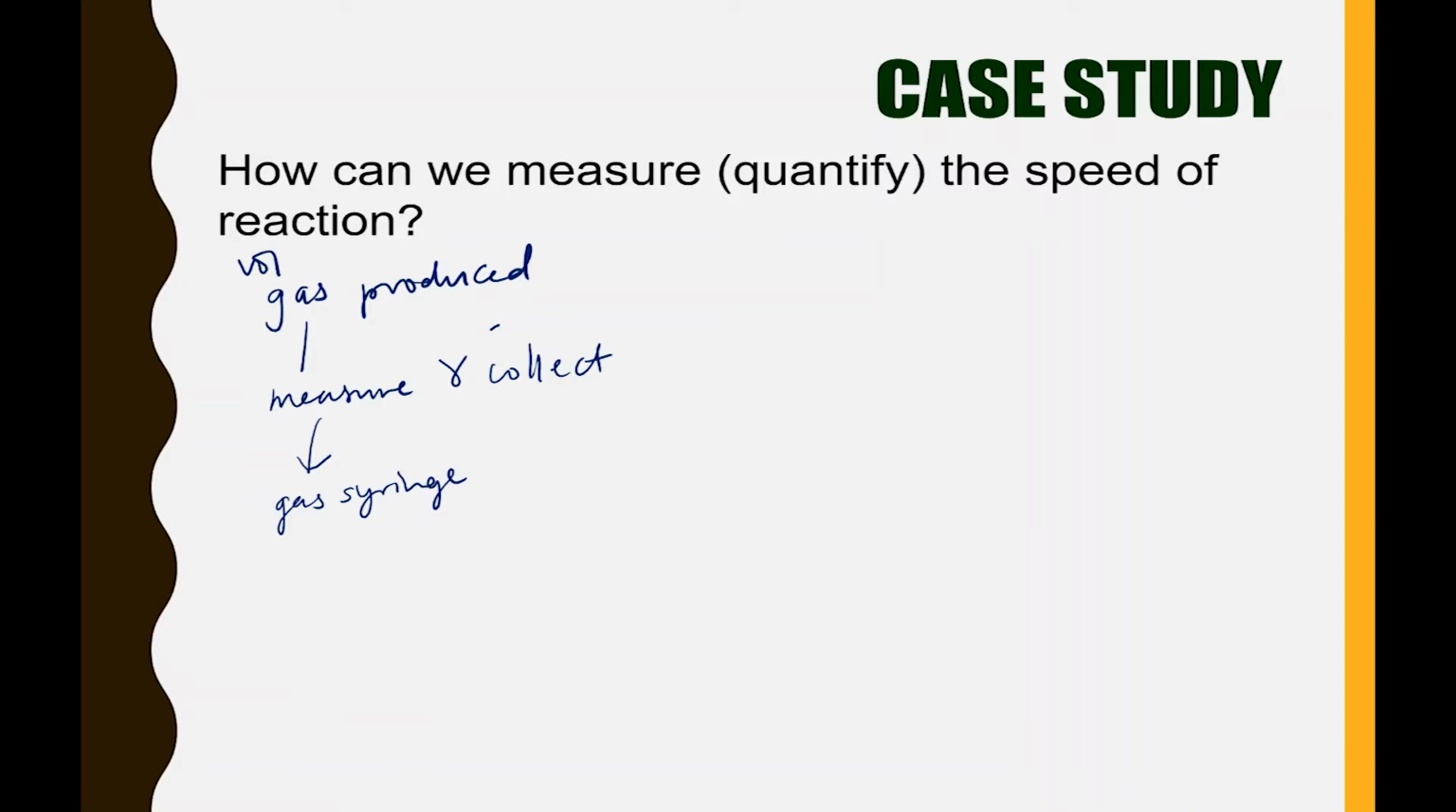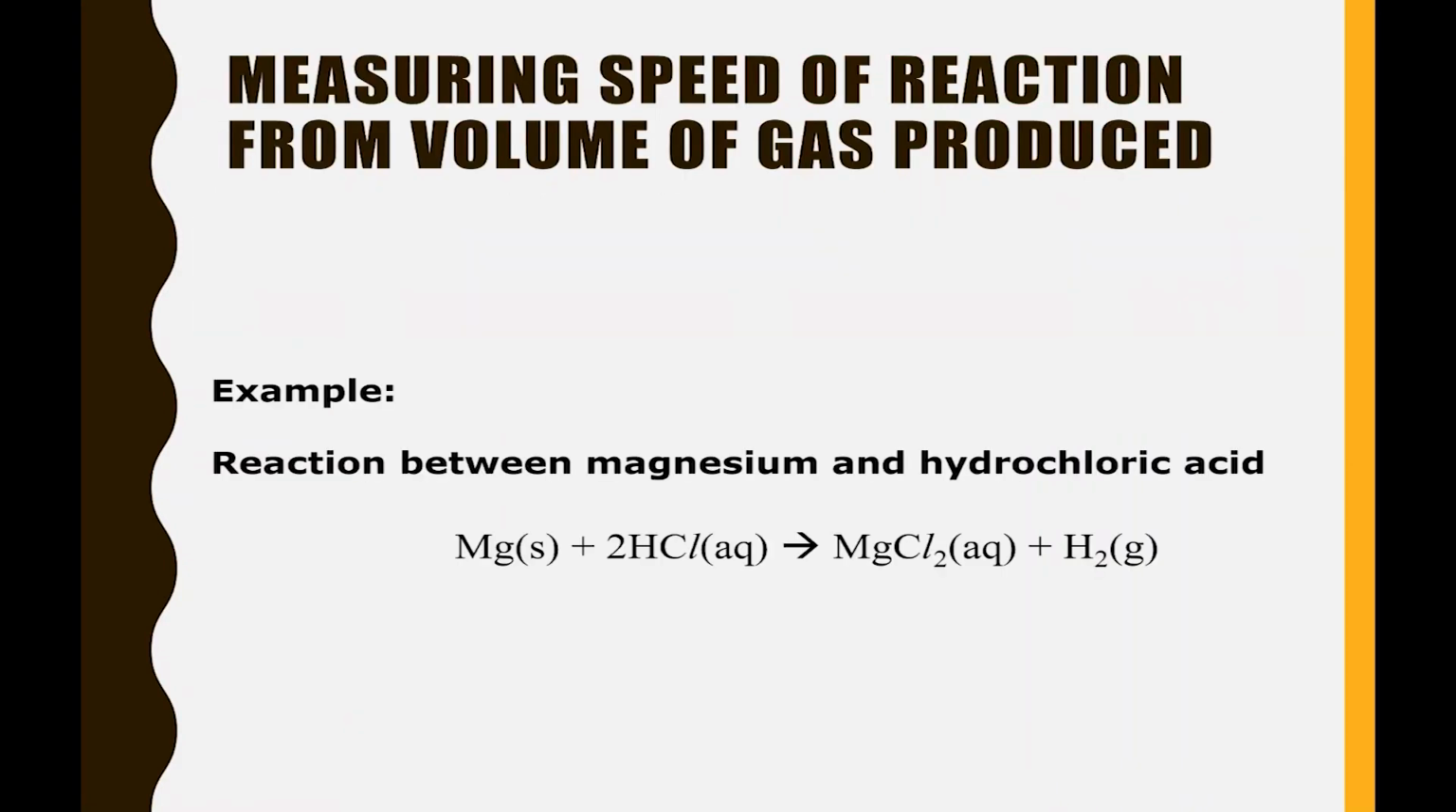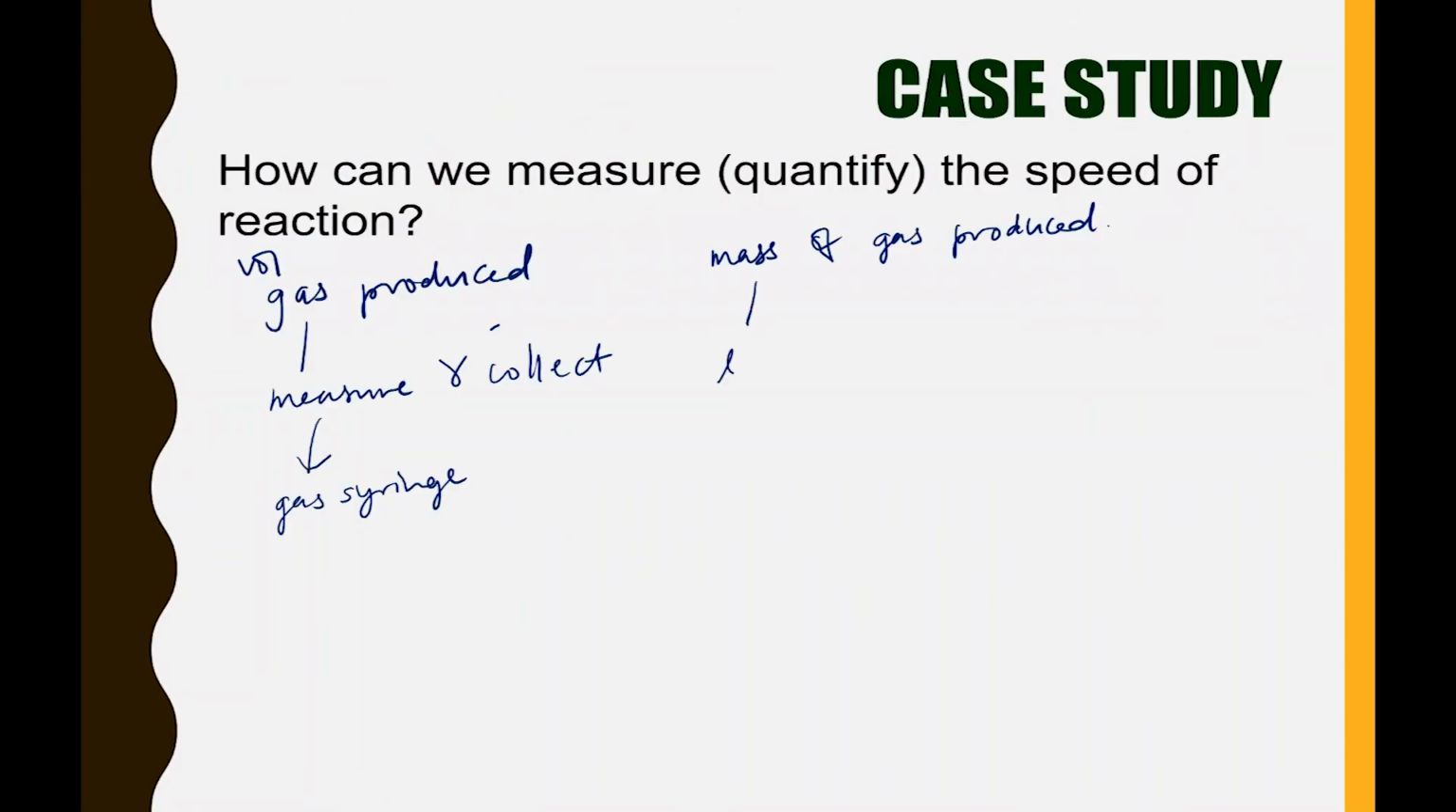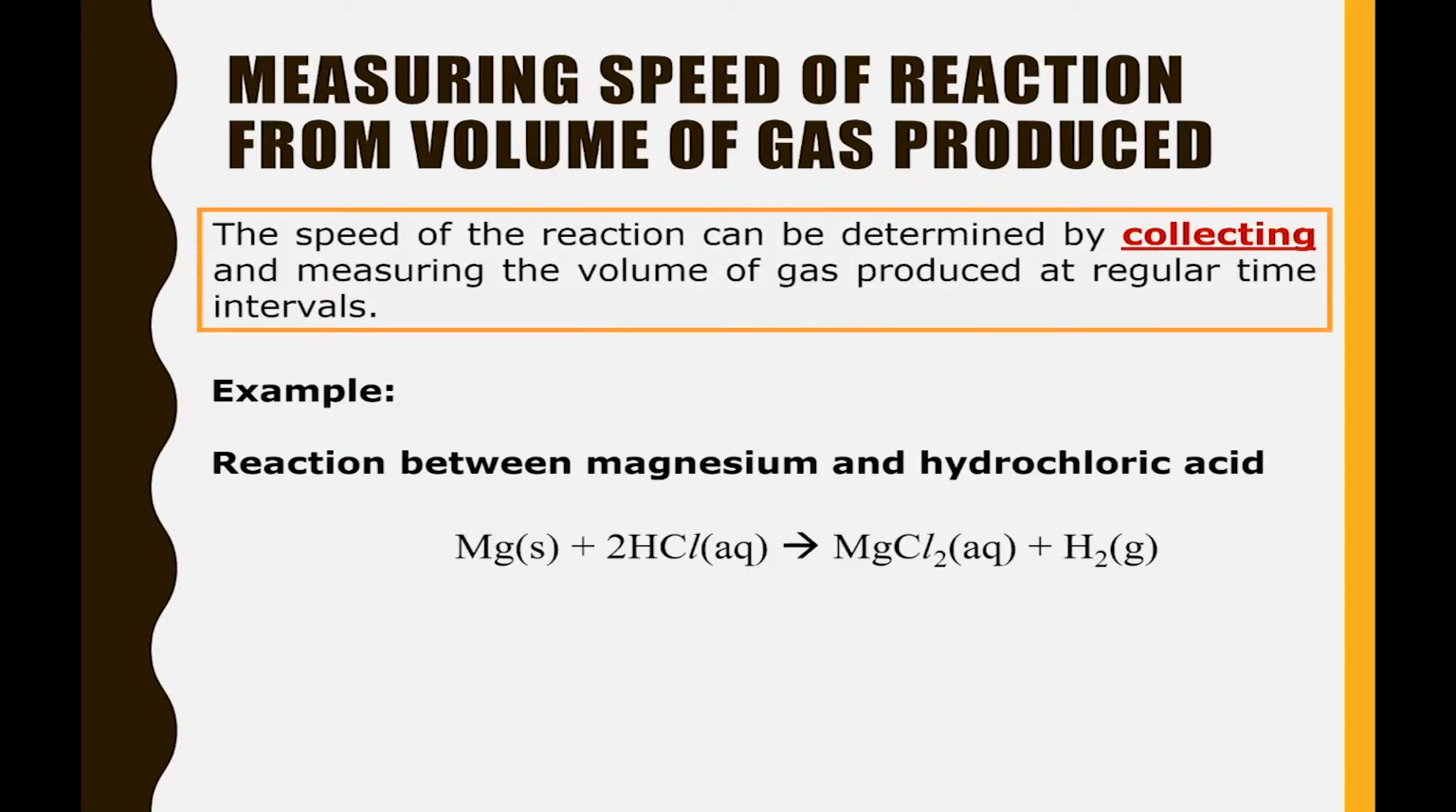Other than volume of gas produced, what else can we measure? We can also measure the mass of gas produced. But how? We can measure the mass of gas produced by looking at the loss of mass of the whole contents of the flask. So there are two ways. Number one, volume of gas produced. Number two, mass of gas produced. Now let's look at the first method, which is measuring speed of reaction from the volume of gas produced.